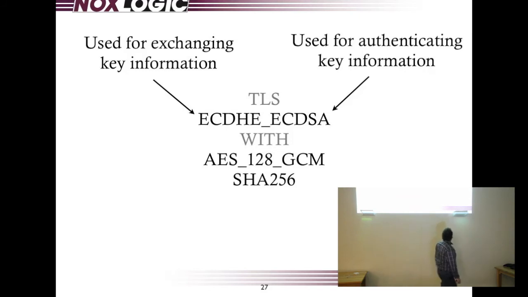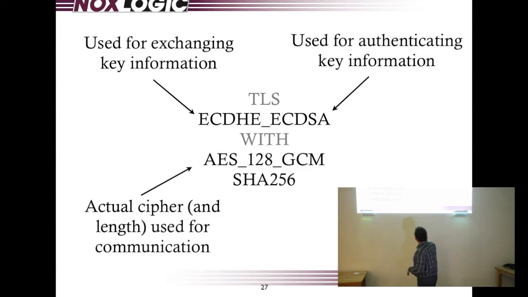The second pair is used for authenticating our key information. There are some protocols or some cipher suites that actually have it together, so you have only one thing without an underscore. But that's for exchanging keys. The other part, this one, is the actual cipher we're going to use. So that says, okay, we're going to communicate, if everything goes okay, through AES 128 in this case.